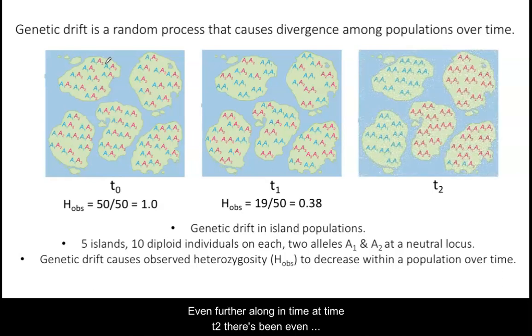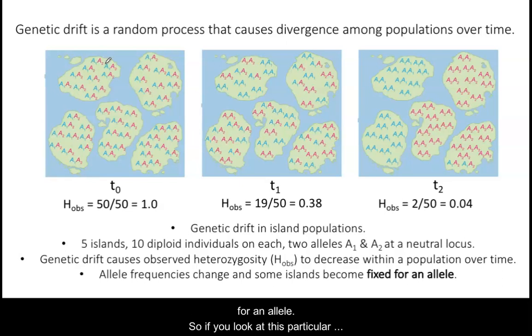Even further along in time, at time T2, there's been even more of a shift, and some of the populations have become fixed for an allele. If you look at this particular island, you can see this island has become fixed for allele A1. This island has become fixed for allele A2, and really the only island that has any heterozygotes or contains both copies of the allele is this island here. We can see down here we have an A1 and an A2 in a heterozygote, and a second individual here.